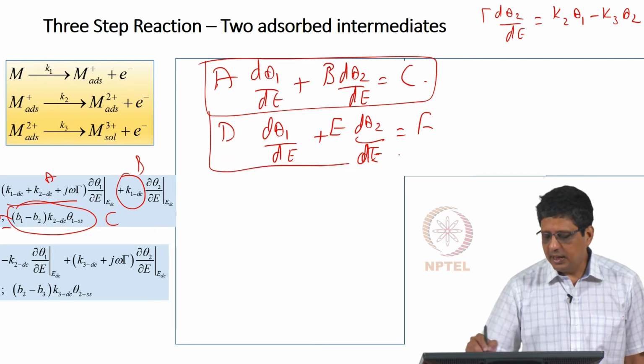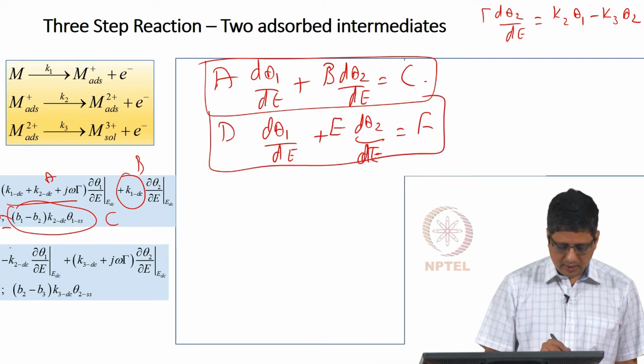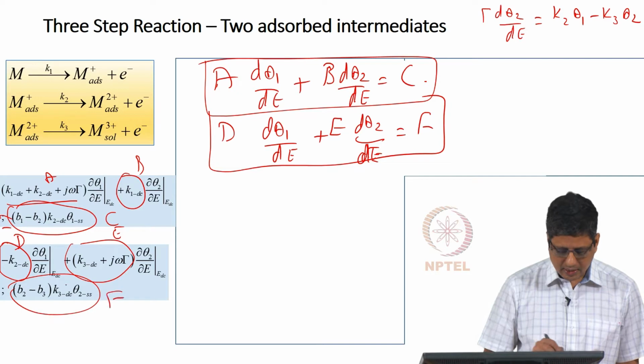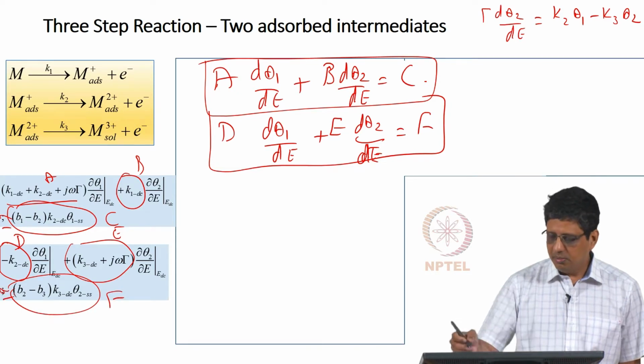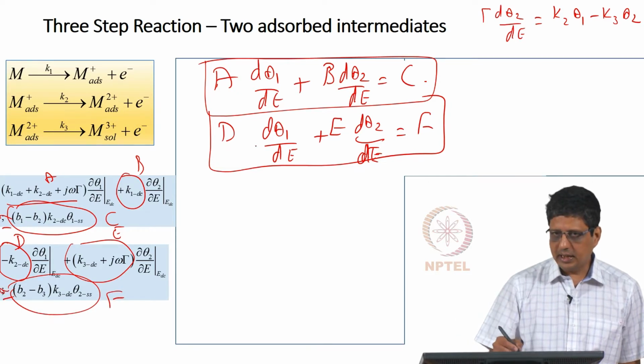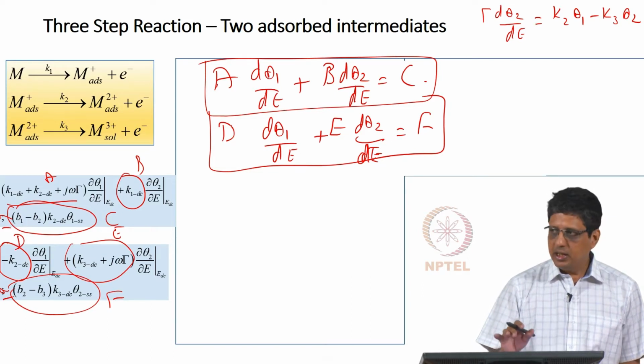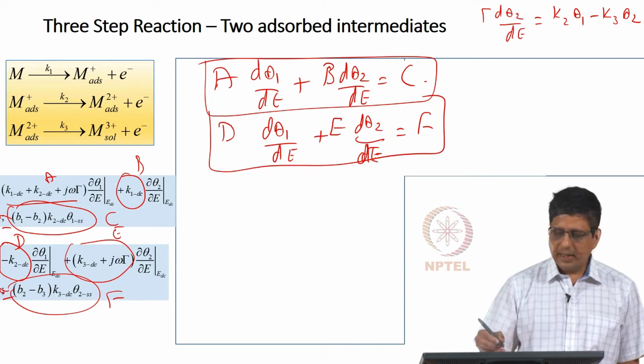We want to write similarly for this. My claim is it is going to be D here, E here and F here, but we will just write it and confirm that this is correct. But once you get in this form, you realize you can solve for d theta 1 by dE, d theta 2 by dE. There are two simultaneous equations, you have to solve them and get the answer.